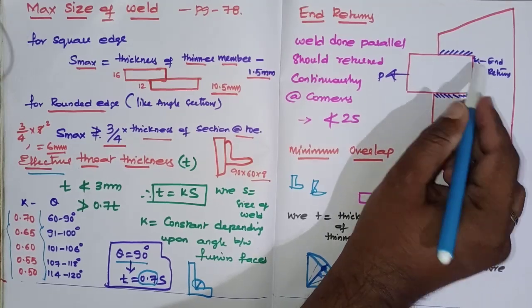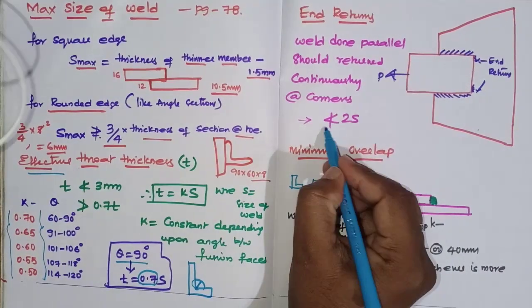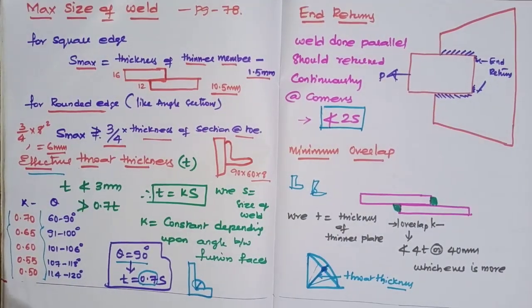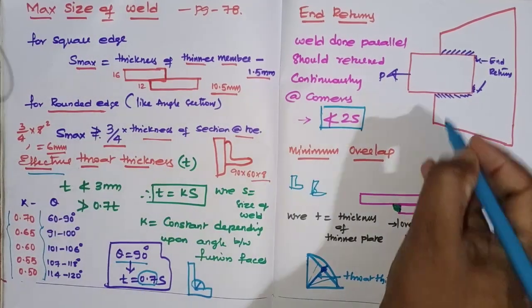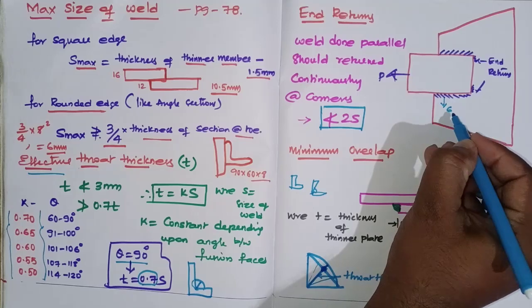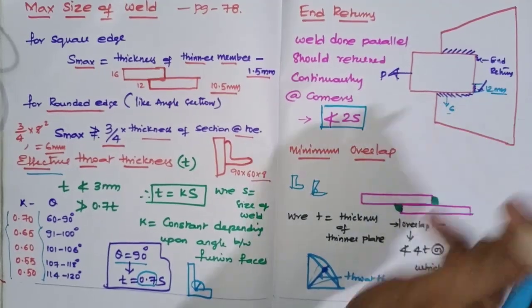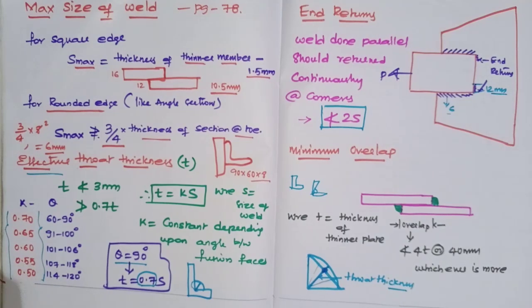These end returns should not be less than 2 times of S. Means the minimum extension should be how much? 2 times the size of the weld. Suppose the size of the weld you have gone is some 6 mm, then 2 into 6 is 12 mm, you are supposed to go up to 12 mm.